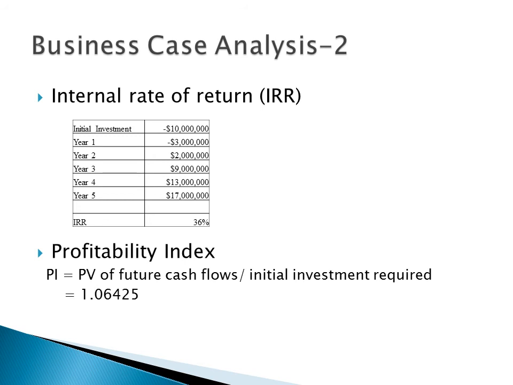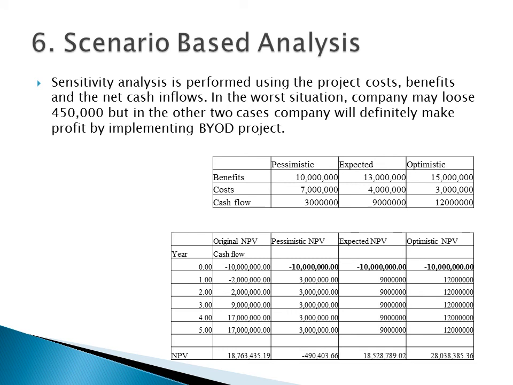Considering the present value of the future cash flows and the initial investments of the BYOD project, the profitability index is calculated. The result obtained is 1.06425, which indicates that it is greater than 1, and therefore we can continue with the project as it is going to bring some profits. Three scenarios were considered for this sensitivity analysis. Costs and benefits along with cash flows are considered for this analysis, and the three scenarios considered are actual expectations, below expectations, and above expectations. The resulting NPVs are also explained.